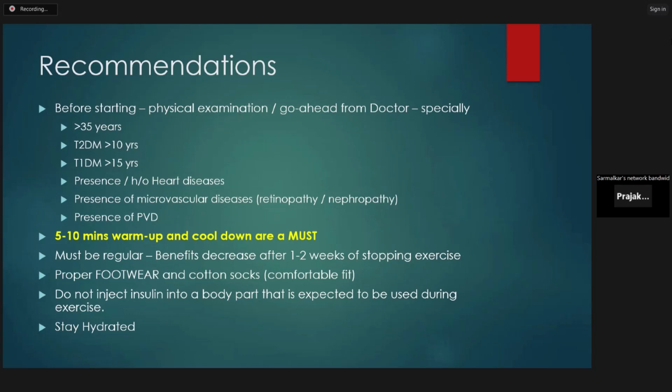And if you're on insulin, please remember, you cannot inject insulin in the body part that's expected to be used during an exercise. So if you're going to go for a walk, you could use the abdomen and not the lower body. If you're going to go for a swim, where you're going to use your upper body also, then again, you avoid the upper body and you use your abdomen. And very important is please stay hydrated, because most of the time we forget to drink water in the normal routine. With exercise, you definitely tend to.